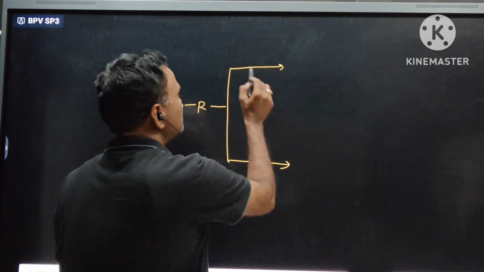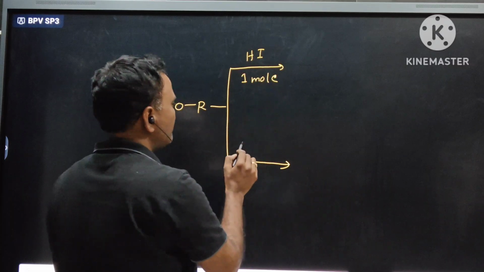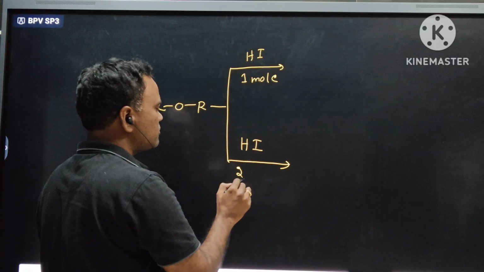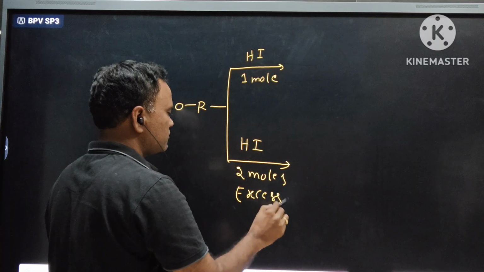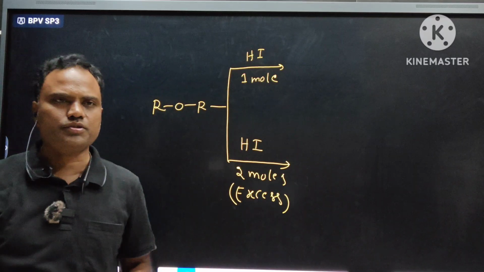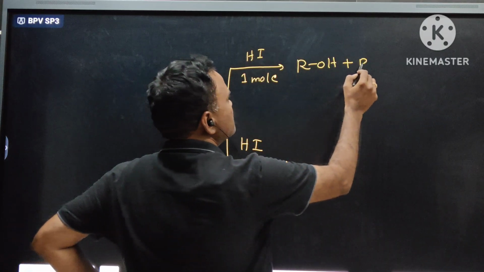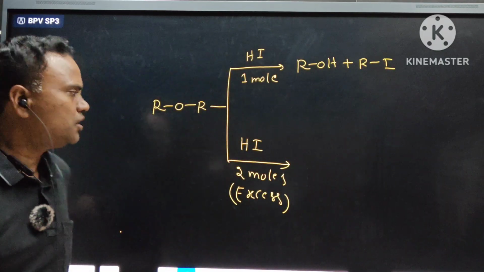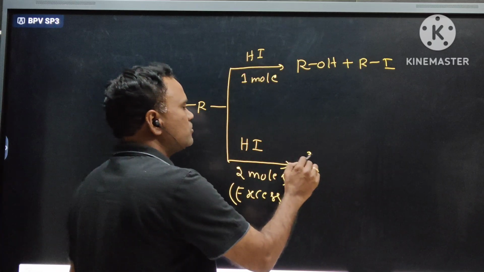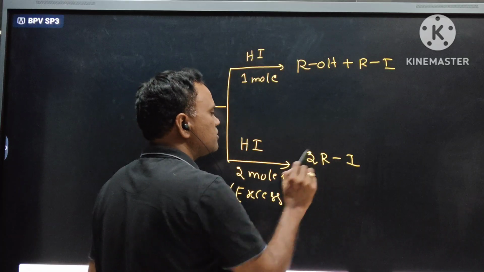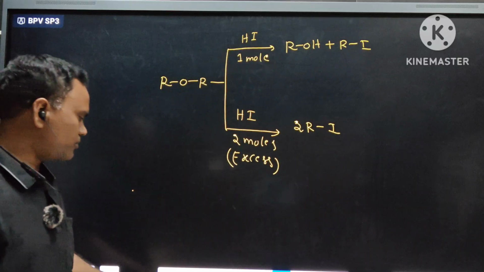See, when ether is treated with HI, 1 mole, or when ether is treated with HI, 2 moles or excess. When we treat with 1 mole, we'll get alcohol and alkyl halide. Yesterday I gave the complete mechanism also. When we treat ether with 2 moles of HI or excess HI, we will get 2 alkyl halides only. Very, very important. With excess hydrogen iodide and with 1 mole.